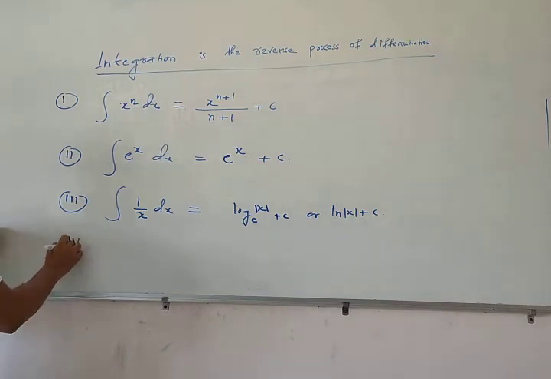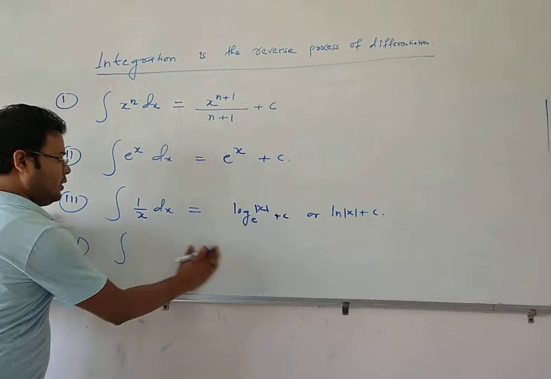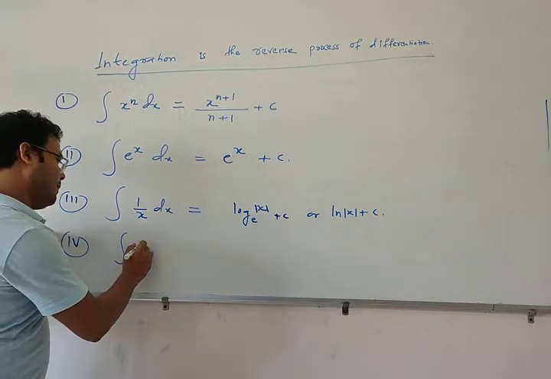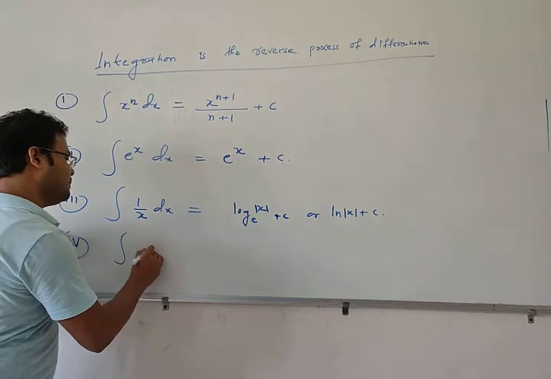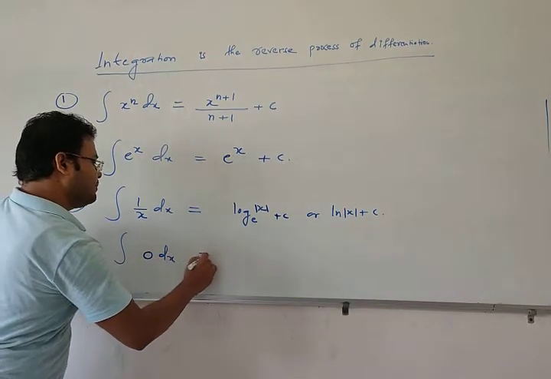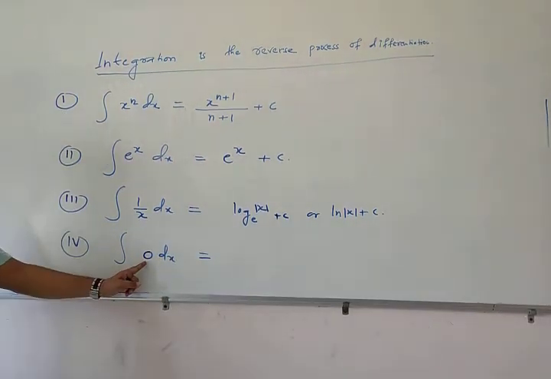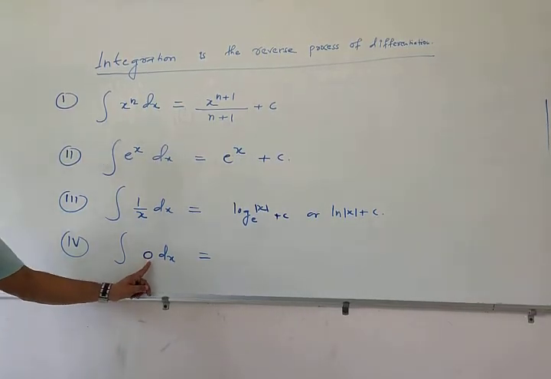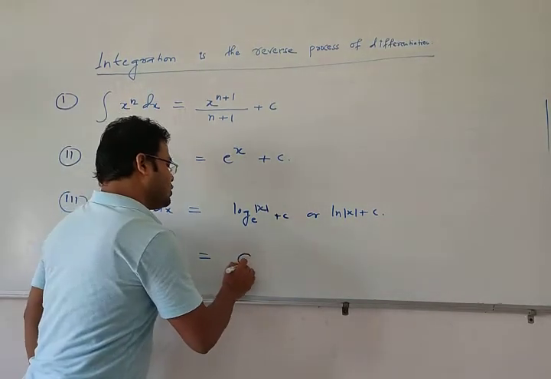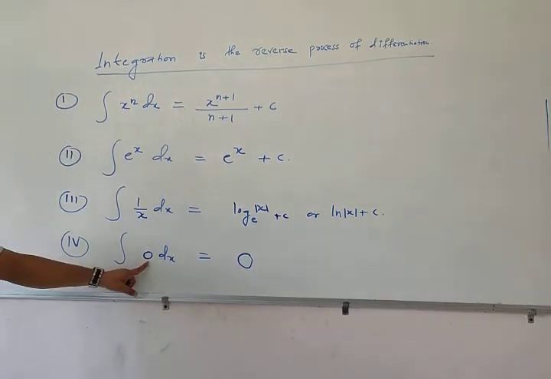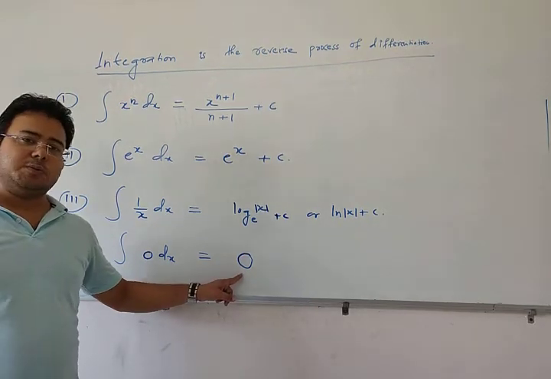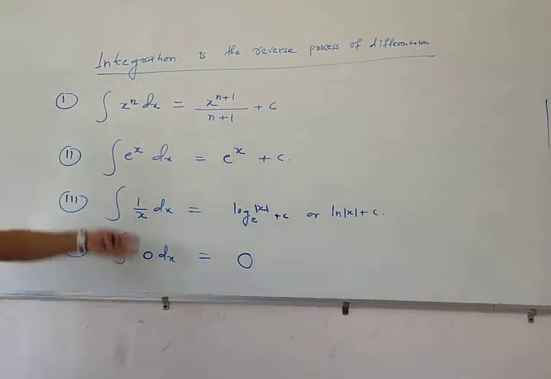Number 4. Integration of a constant term, integration of 0 with respect to x. 0 is constant, but 0 is 0. If the integrand is 0, then the integral is also 0. You remember this: if the integrand is 0, then the integral is also 0. Here, note this.